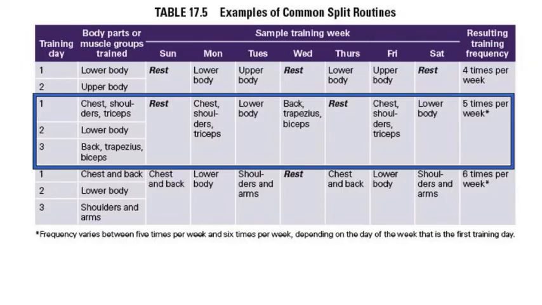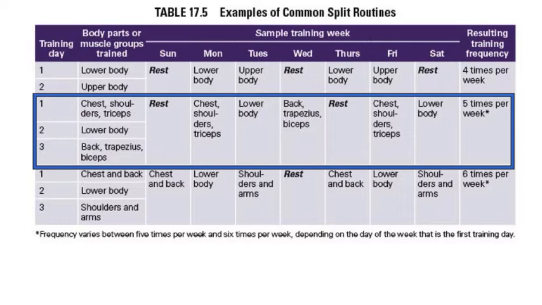Now let's look at some examples of common split routines. So here we have 3 examples on this chart. The first one, which is above the blue rectangle, is 2 days of different types of training. So it's a 2-day rotation. We have lower body and upper body. So Sunday we have a rest, Monday is lower body, Tuesday is upper body, then Wednesday is a rest, Thursday is lower body, Friday is upper body, and then a rest. So the actual resistance training frequency is 4 times per week with 2 days of rest.